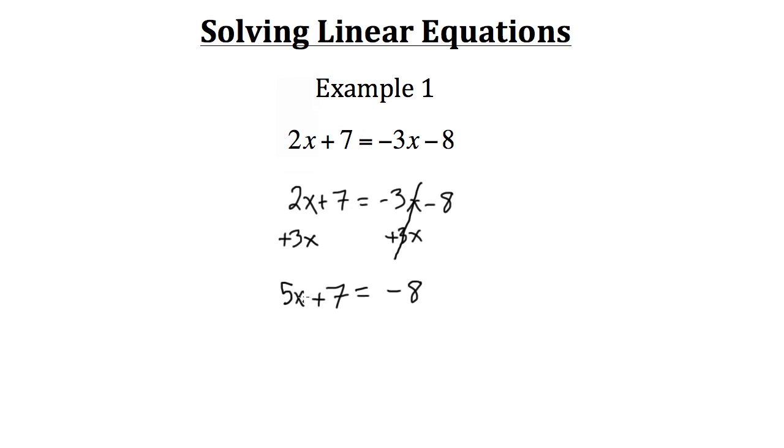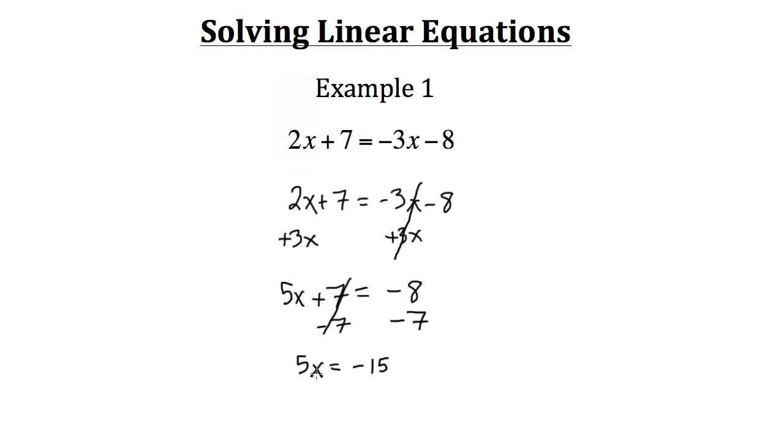Now from here, to isolate the variable, the next step would be to get rid of this positive 7 here. To do that, we'll subtract it from this side. Now it's gone, and we need to subtract it from the other side as well. So we're just left with the 5x over here on the left side. And then negative 8 minus 7 will give us a negative 15. So now we have 5x equals negative 15.